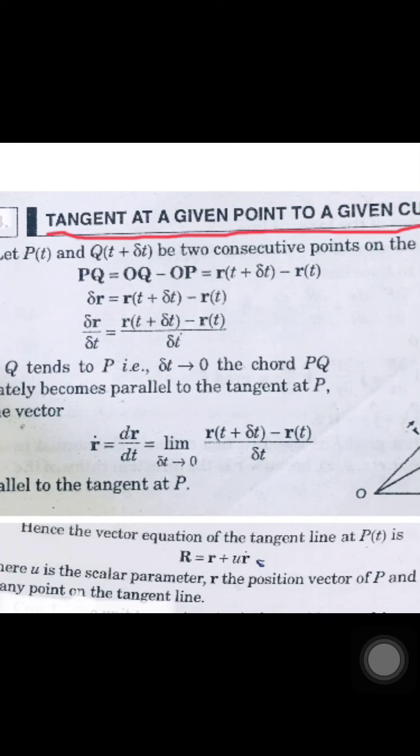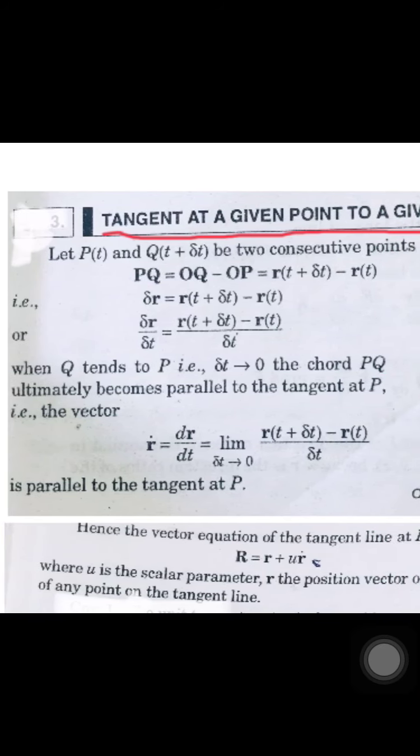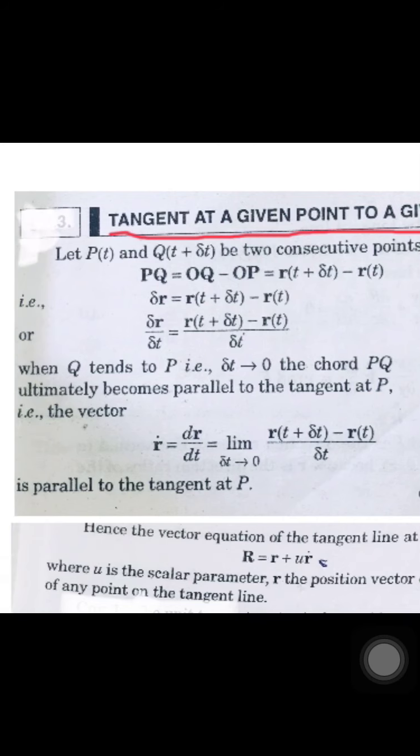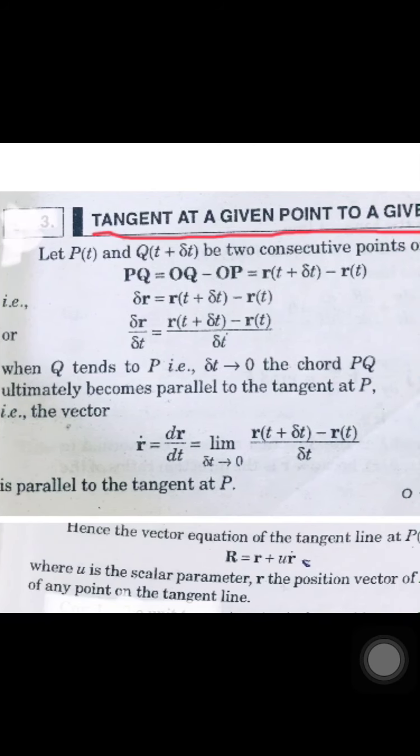Now when Q tends to P, which is only possible when del t tends to 0, the chord PQ ultimately becomes parallel to the tangent at P. How? When del t tends to 0, it becomes the derivative dr by dt, denoted by r dot. So r dot is nothing but dr by dt. This is parallel to the tangent at P. So the tangent at point P is parallel to r dot.